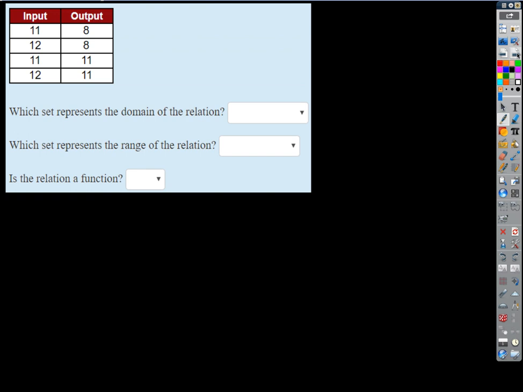How about that? So these will be pull-downs. Oh, I know these. So you're going to be able to choose from a set of options. Like the first one's going to give you just a bunch of different choices. So what's going to be the correct way to write the domain using set notation? So your choices are going to be inside the set brackets, the curly brackets. 11, 12. 11, 12.